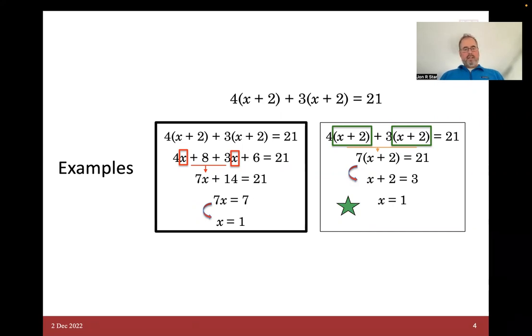Note that with this example, this better strategy only works because of the particular structural mathematical features of this problem, namely the repeated x plus 2 terms. If one of these x plus 2 terms were changed to x plus 1, the better strategy on the right side of the slide would no longer be applicable, but the standard strategy on the left would.